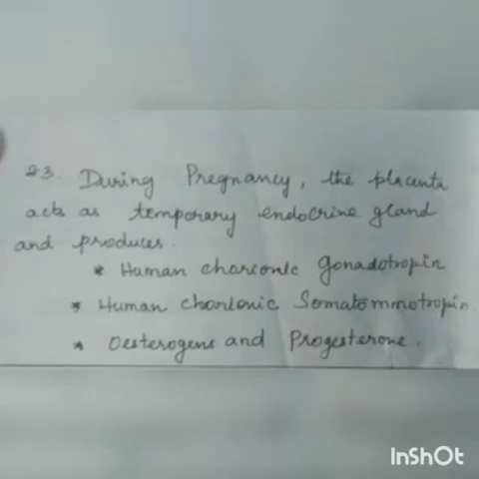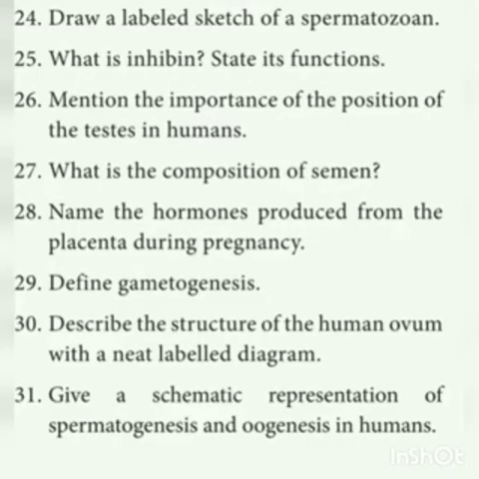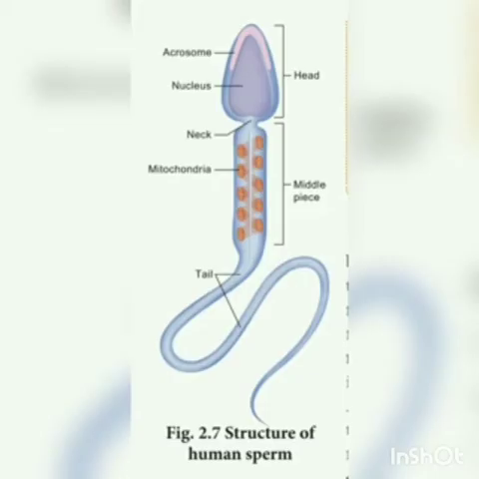Next question, draw a labeled sketch of spermatozoan. You have to draw the diagram and mark the parts. The parts are the head, middle piece and the tail. The head contains the acrosome and nucleus, and it has a short neck. The middle piece contains the mitochondria, and the tail is useful for movement. So this is the diagram. You have to practice the diagram in your notebooks and get ready for your test.